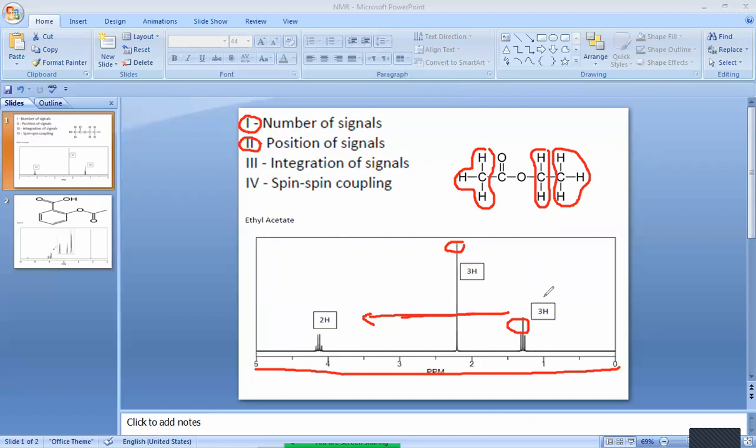So let's identify which signal belongs to which group of equivalent hydrogens. The first signal that we called here is near the 0, or upfield. So we look for the group of hydrogens that's bonded to a carbon that's further away from an electronegative atom.